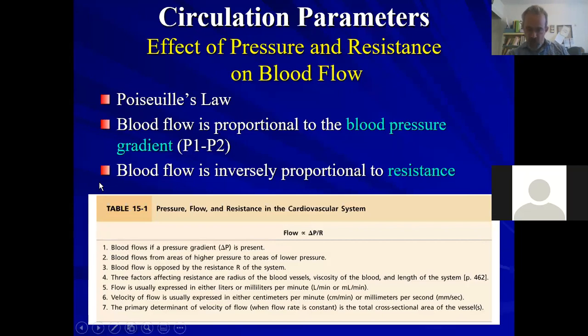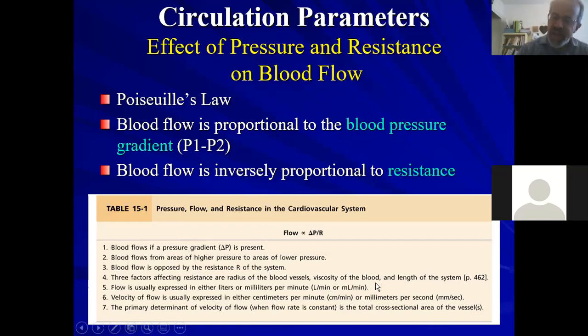Blood will flow in the direction we want if a pressure gradient is present, delta P. That means there's a difference between P1 and P2, right? P1 is greater than P2. That's going to result in a blood flow. Blood flows from areas of high pressure to low pressure. You guys know that. Blood flow is opposed by the resistance of the system. So we already know that one aspect of resistance is blood vessel diameter, but there are other parameters as well. One, of course, is the radius or the diameter of the blood vessel. Another one is the viscosity of the blood.